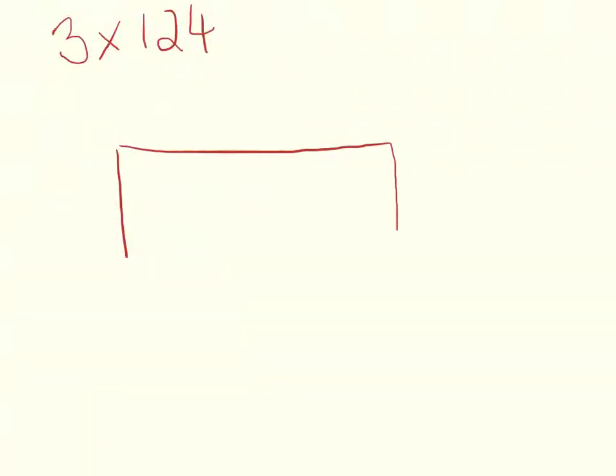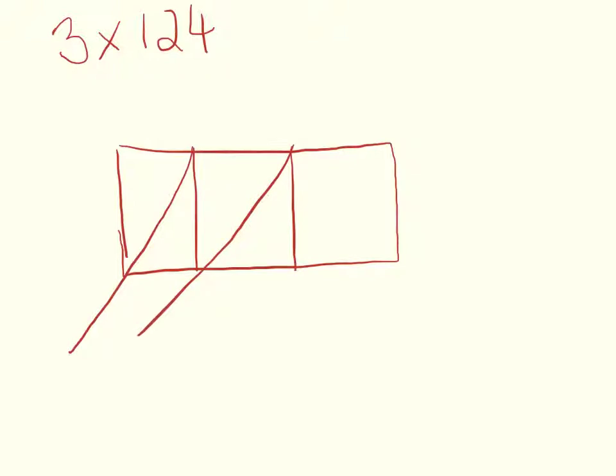Our next problem is 3 times 124, or 3 groups of 124. This is a 3-digit by 1-digit problem. So our lattice box is going to need to be a little bit longer. And we're going to divide it into 3 pieces. And we're still going to put our lattice marks in. We're still going to have our numbers here.